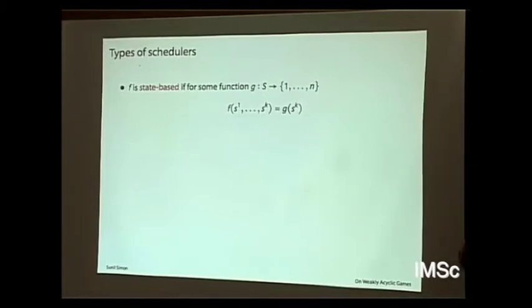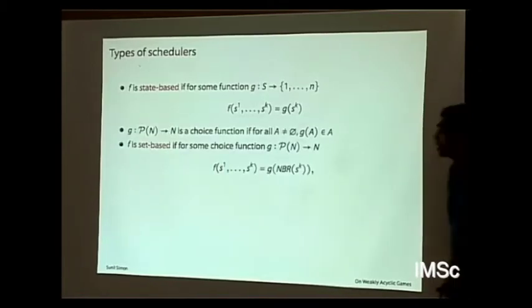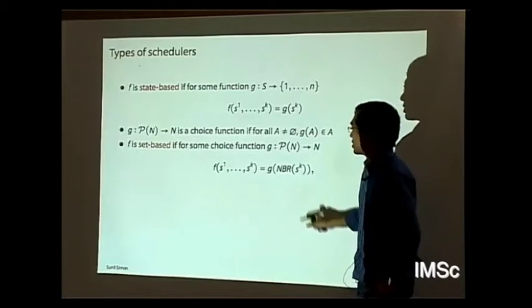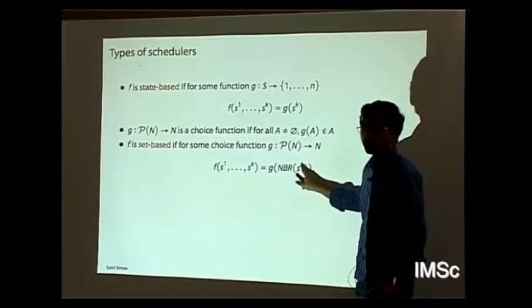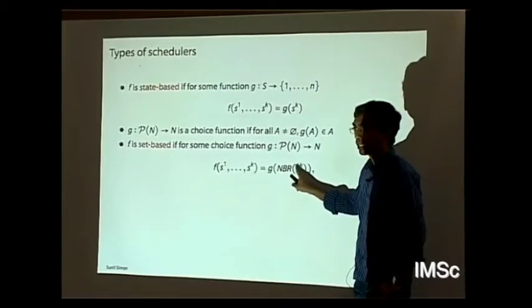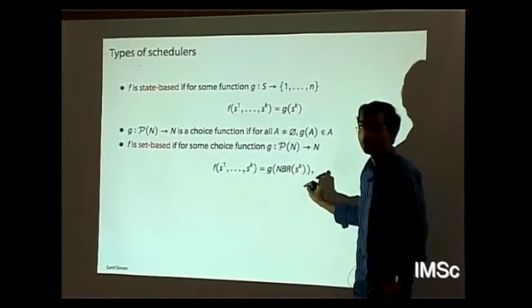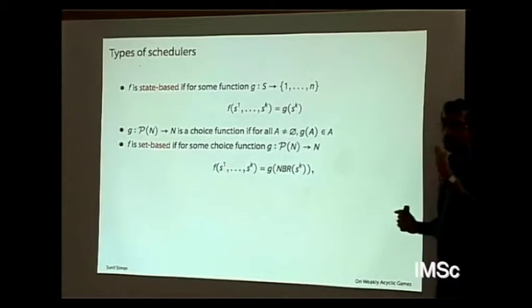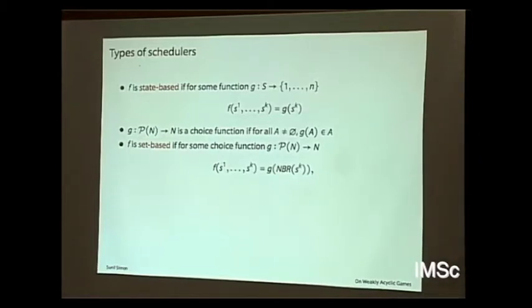Okay. You can impose further restrictions. You can say it doesn't even depend on the last state. The only thing it depends on is the set of players who are not playing their best response in this last state. Okay, so it can't even see the entire strategy profile. The only thing it can access is the set of players who are not playing their best response in that last state, in the strategy profile.